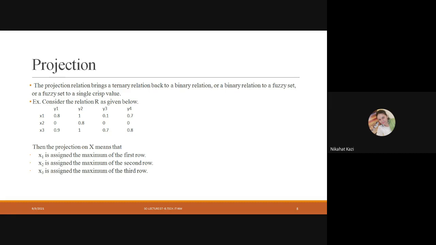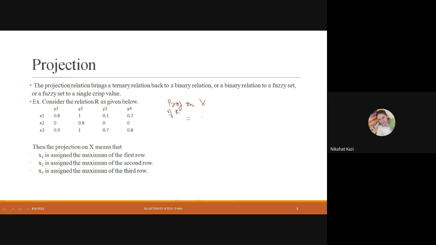So projection can be performed on either X or on Y. If you want to perform projection on X, you will get a fuzzy set in domain X. The projection of R on X is a fuzzy set such that its universe is X, so all the values from X you will have.